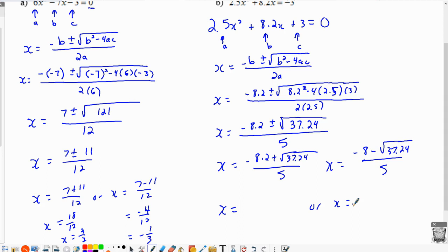It is. Whew! Okay, so I punch my calculator. Fraction button, negative 8.2 plus square root 37.24 over 5. Do you get negative 0.42? Okay, and then on my calculator I can just scroll up. I don't have to retype the whole thing in. Change the plus to minus. And I get the other one, which is negative 2.86. Is it good? Yeah.